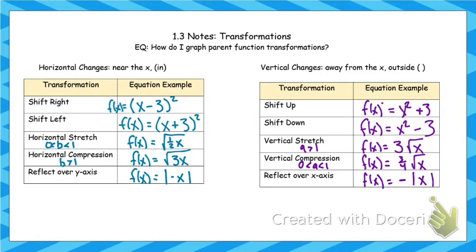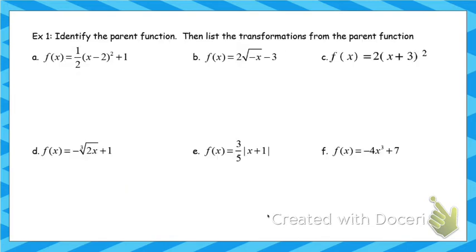So to get a little bit of practice in, we're going to look at some of those parent functions, and we're just going to determine what the transformations are. So the first thing we're going to do is identify the parent function. So this first one, you see something squared. So that is the quadratic parent function. And then we're going to see the changes that it has. Well, the 1/2, that is out in front, away from the parentheses, so it's vertical. It's less than 1, so that is a vertical compression.